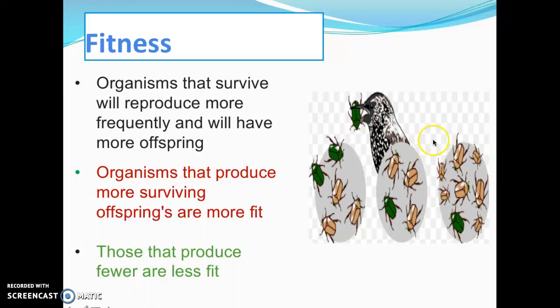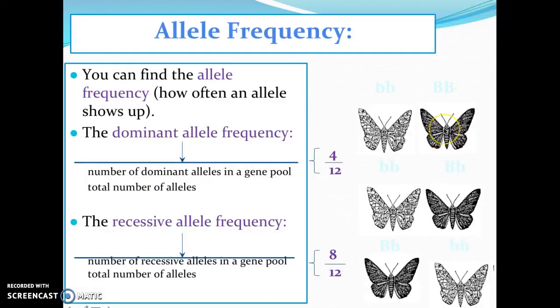Okay, so you will experience what we call a change in the gene pool. Those alleles for green will start to decrease, while those alleles for brown will start to increase. And that's where allele frequency comes into play. Now, allele frequency basically means how frequent an allele is observed or is present in a given population. And I decided to use the pepper moth as an example because it's very simple, so you can find the allele frequency, or how often a gene shows up.